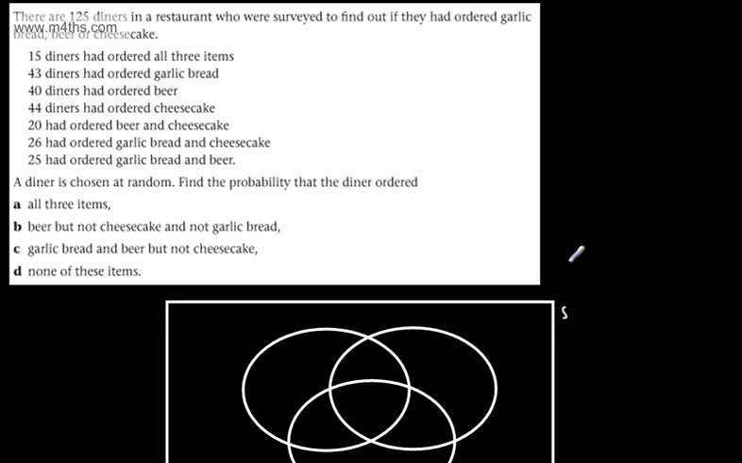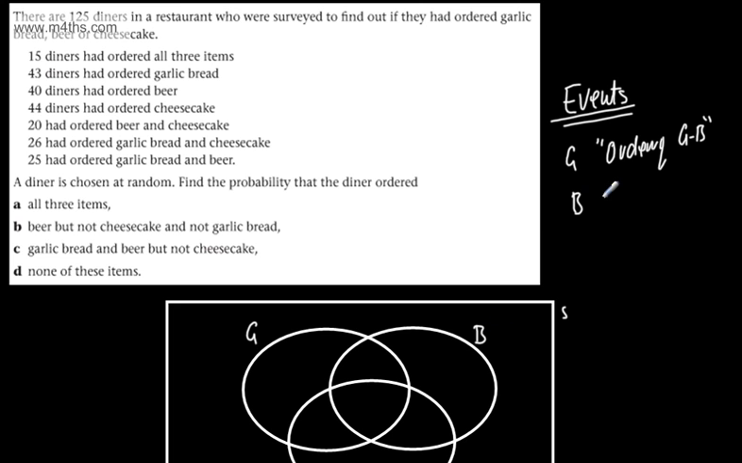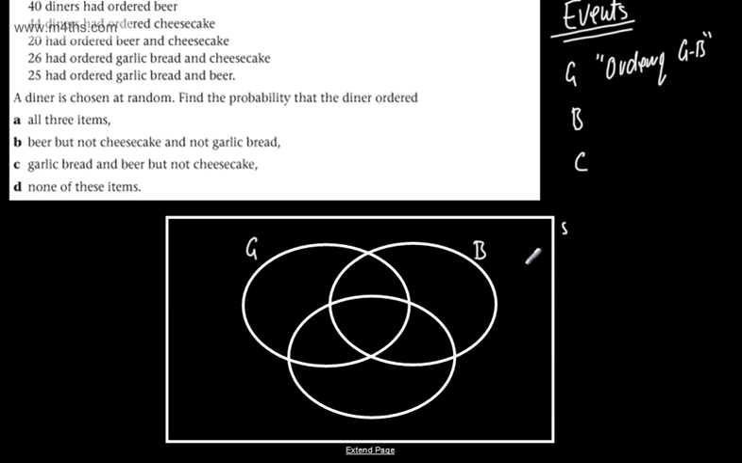So what I'm going to have are three different events. I'm going to have G, which is now ordering garlic bread. Remember, all we're doing is representing these with the ellipses. G is the event of ordering garlic bread. The next one, B, is the event of ordering beer. And C is the event ordering cheesecake.